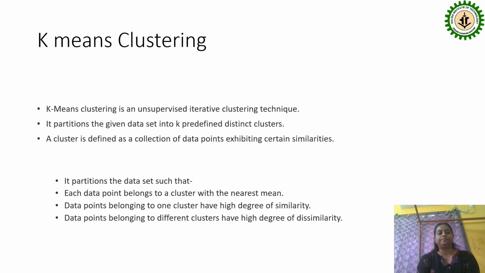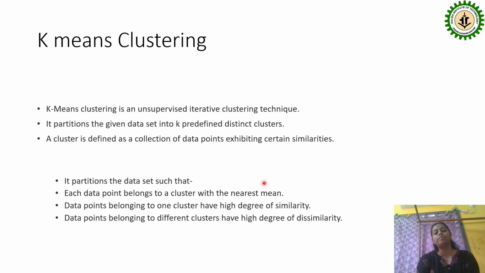Now, we start with the K-means clustering. K-means clustering is an unsupervised iterative clustering technique. Why iterative? As we have earlier discussed, iteratively we have to assign the data points to a particular cluster. It partitions the given data set into K predefined distinct clusters. A cluster is defined as a collection of data points exhibiting certain similarity. It partitions the data set such that each data point belongs to the cluster with the nearest mean.